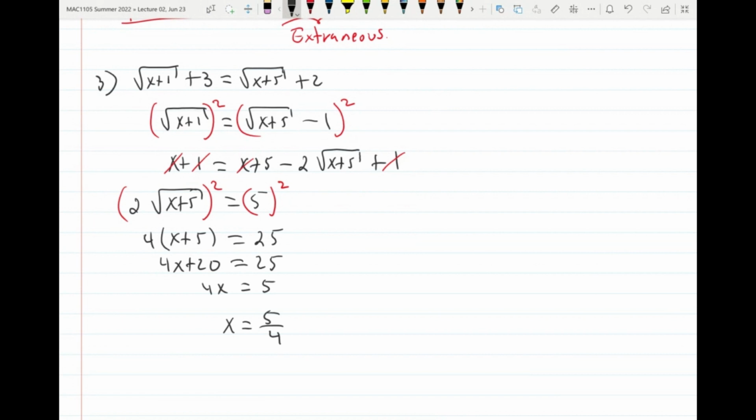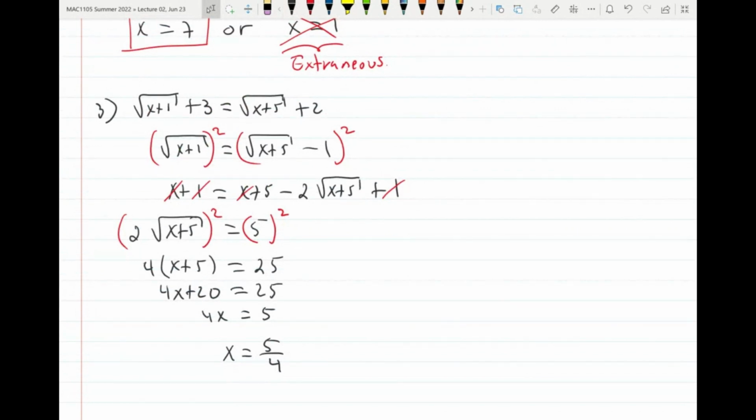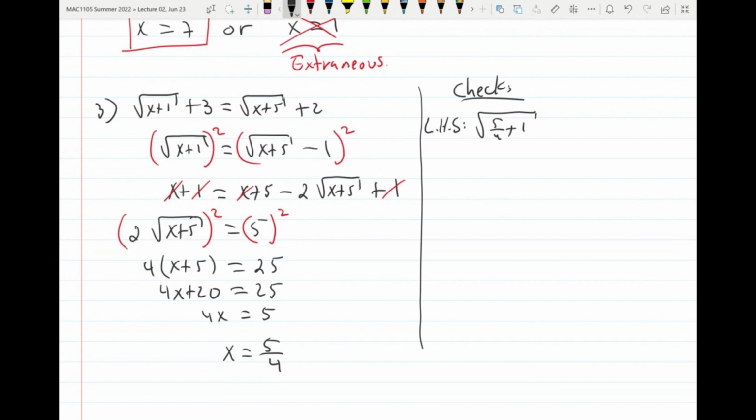Now, what do we need to do? We need to check, okay? So let's see, let's check. And here, I guess, should plug in. So let's check. So the left-hand side, it will be square root of 5/4 plus 1, and then plus 3. So what is this equal to? So this is 4/4. When you add, you get 9/4. So that's square root of 9/4. Plus 3, square root of 9/4, that's 3/2.